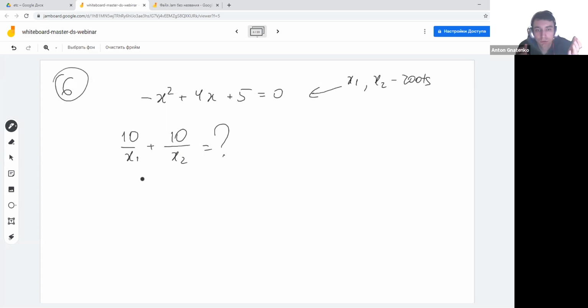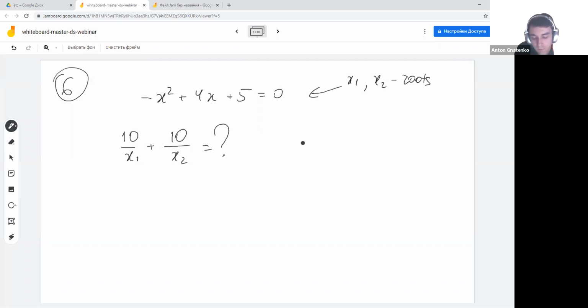There are actually 2 ways of doing it. The first way is to solve the equation directly and obtain the values of the roots, substitute them in this expression, and then find the value. I would recommend a somewhat smarter way.